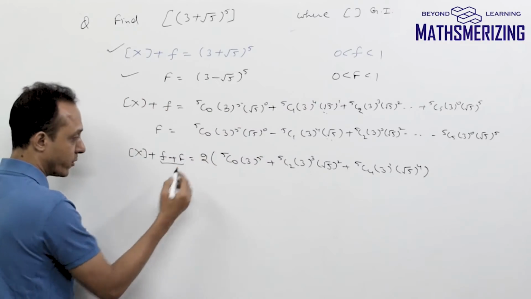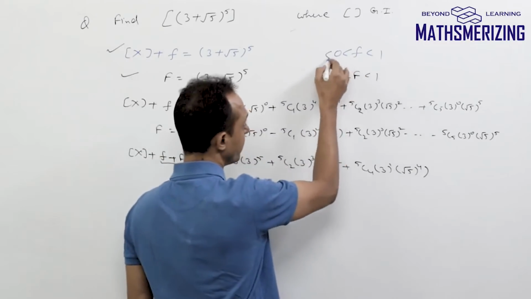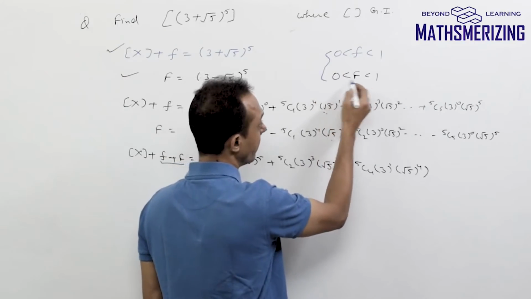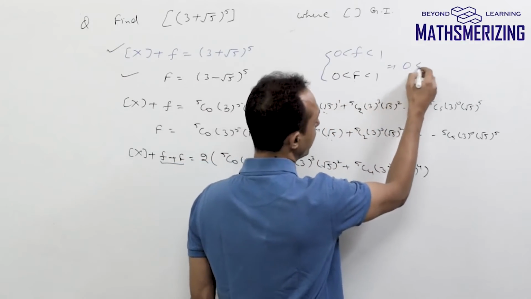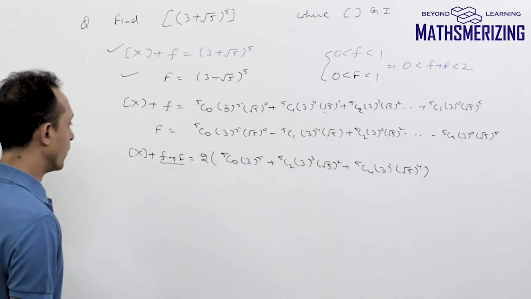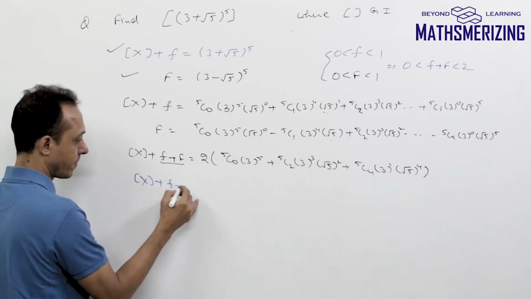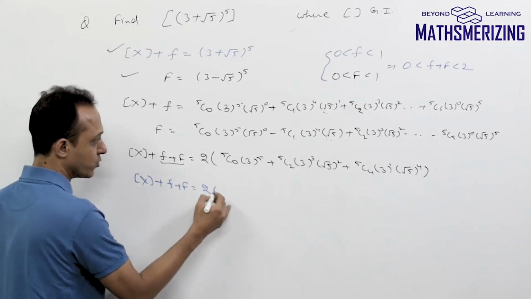So now I know that the value of small f lies between 0 and 1 and the value of capital F also lies between 0 and 1. So the value of small f plus capital F will lie between 0 and 2. So I can write this as the greatest integer function of x plus f, and this is 2 times.